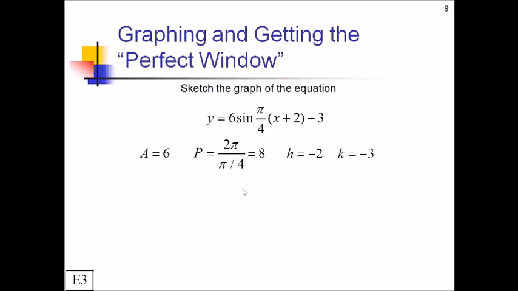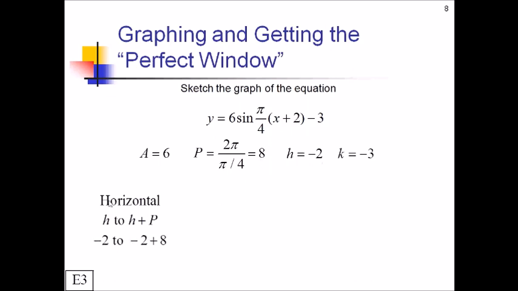Now I'm going to figure out horizontally and vertically where my new function is going from. So we started off, sine by itself just goes from 0 to 2 pi for the first period, but now we're starting at -2 for the h value, and then we're going from h to h plus p, so we're going to go from -2 to whatever -2 plus the period 8 is.